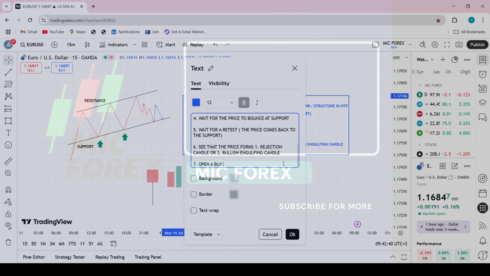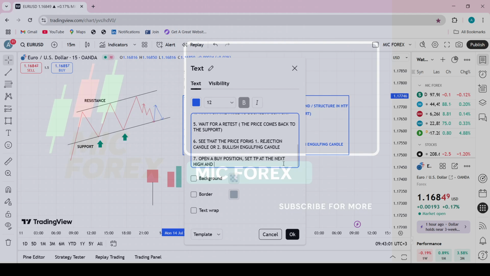Open a buy position or a buy trade. Set TP. I've taught you what is TP personally. If you have not seen that, go back to my previous videos. You'll be able to see what is take profit. Set TP at the next high and set a sell at the last low. Simple.